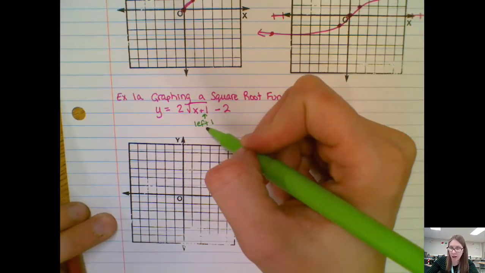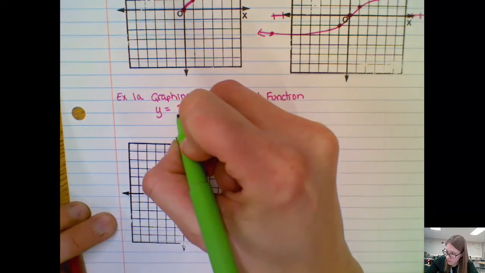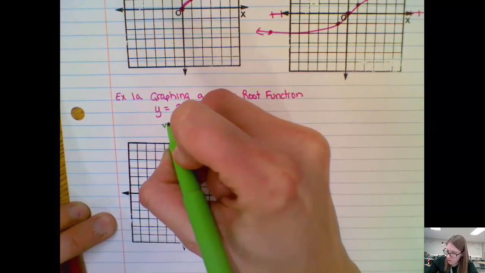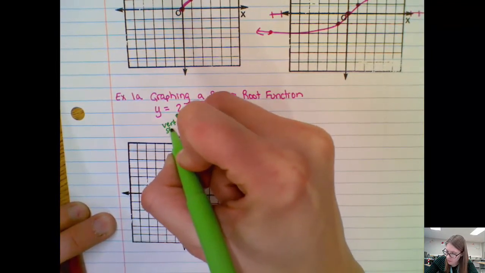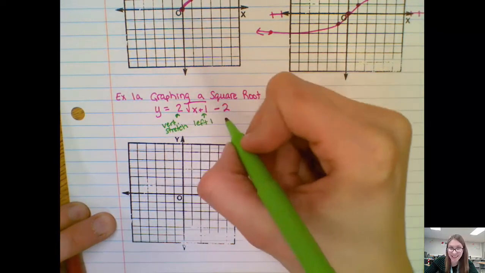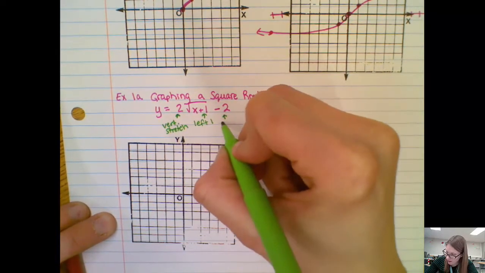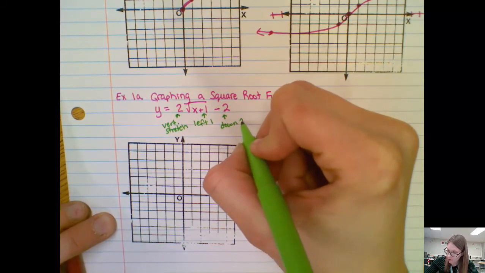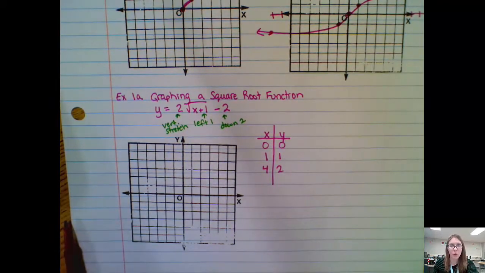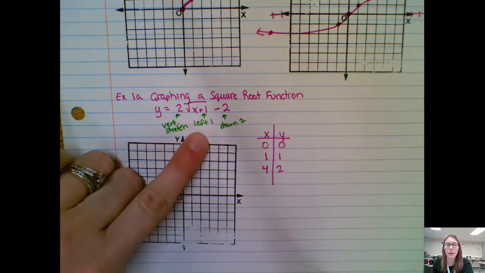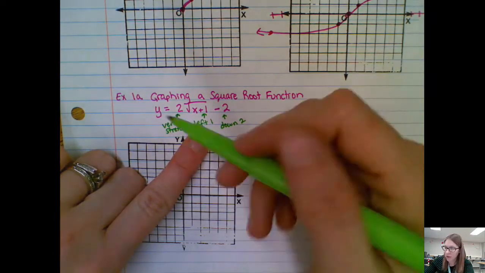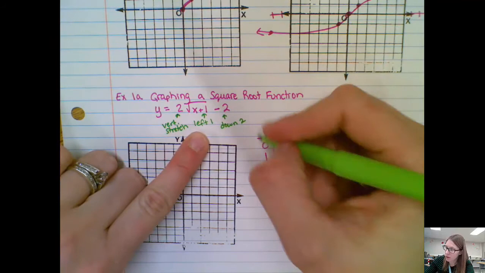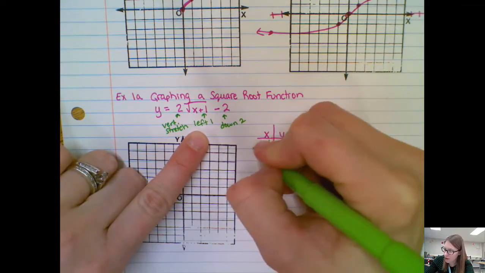We're transforming our graph left 1. This 2 out front is a vertical stretch. And this minus 2 at the end is going to translate our graph down 2. So let's change our table accordingly. Remember, your transformations follow the order of operations. So we have to go left 1 first. That's going to affect our x values.